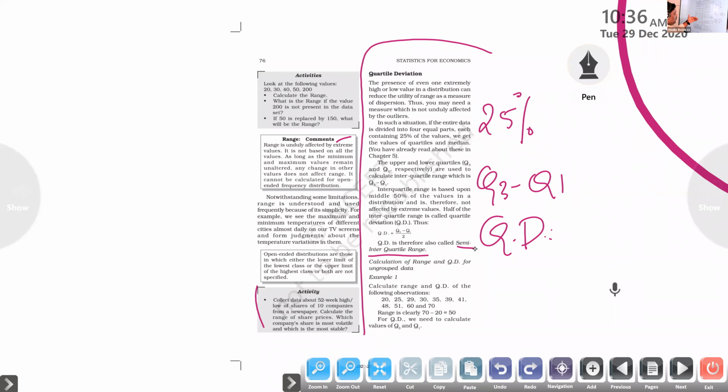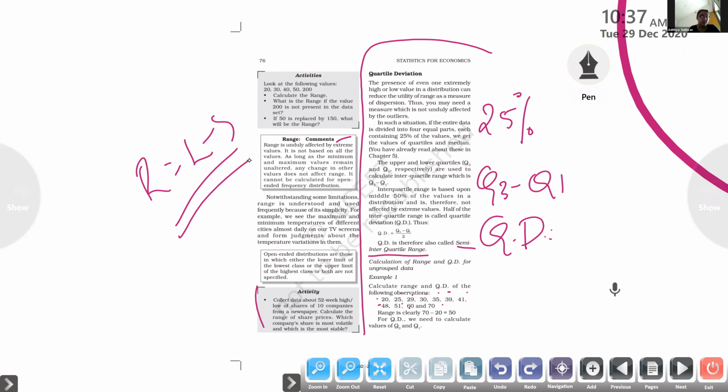So we are going for a calculation here. Calculation of range and QD for ungrouped data. We are going for two different types of calculation: one for grouped data and one for ungrouped data. Calculate the range and QD of the following observations: 20, 25, 29, 30, 35, 39, 41, 48, 51, 60, and 70. Clear? What is the range here? R is equal to L minus S. So what is the range here?